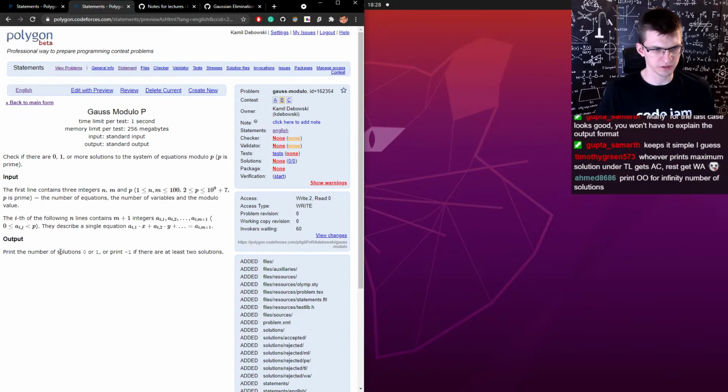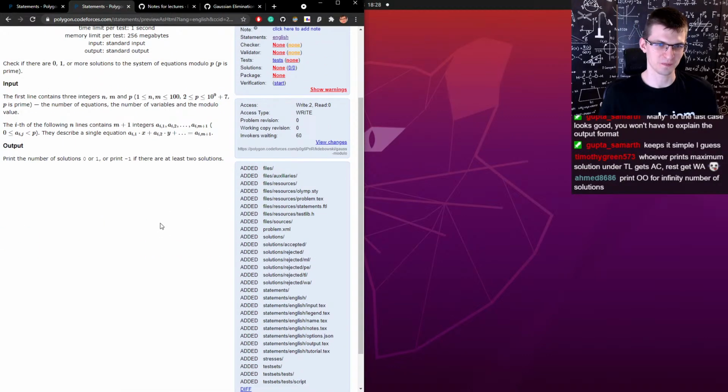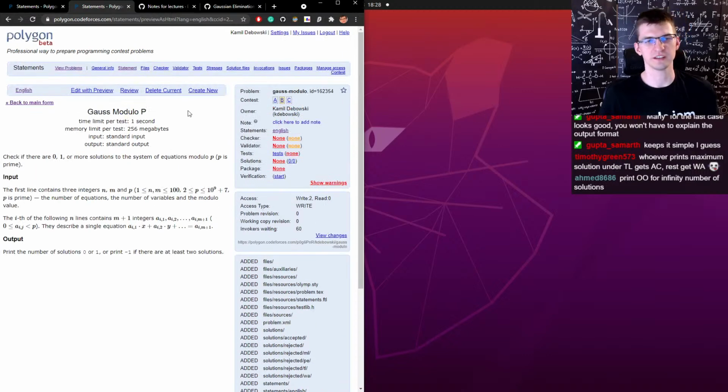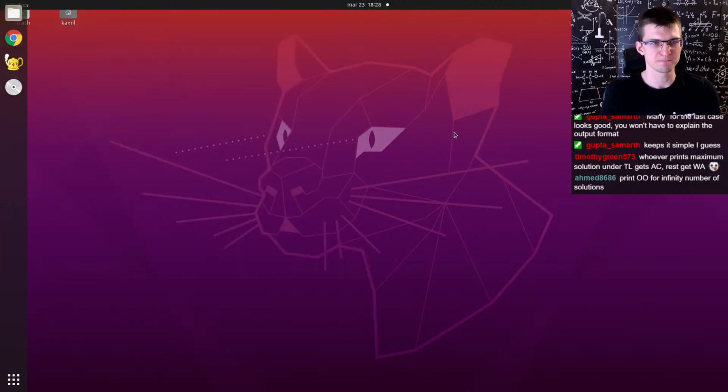Print the number of solutions 0 or 1, or print -1 if there are at least 2 solutions. Right. 0, 1, or -1 for an infinite number of solutions. I also considered printing 2, but I don't think that's good. The number of solutions 0, 1, or print -1. Right. And now the tests, or maybe first the solution. I don't remember what I have.